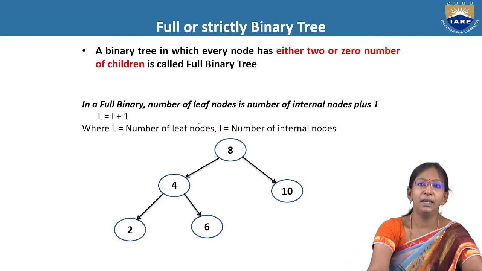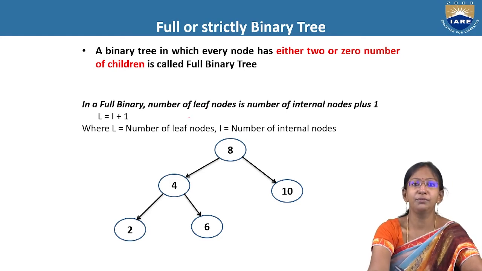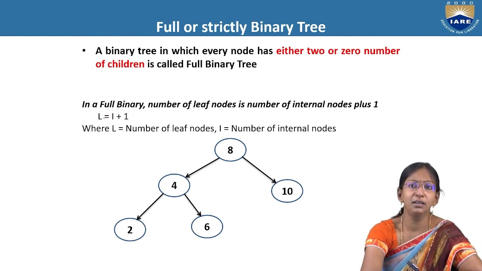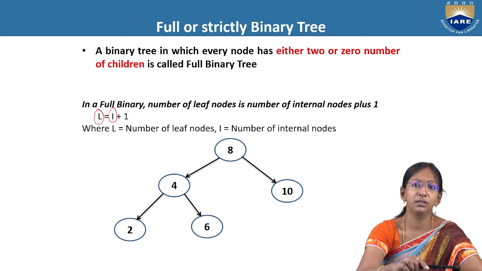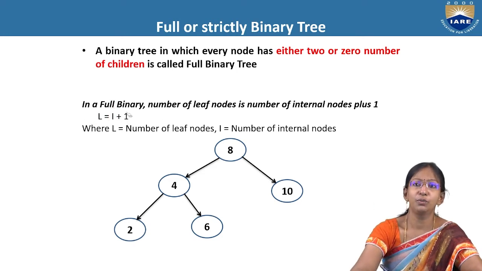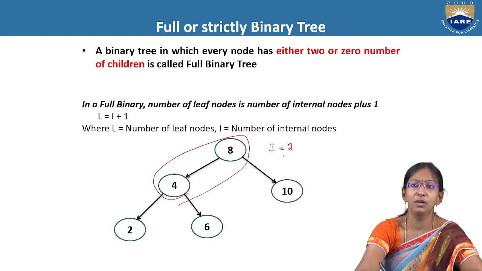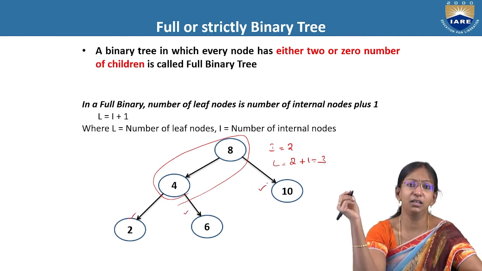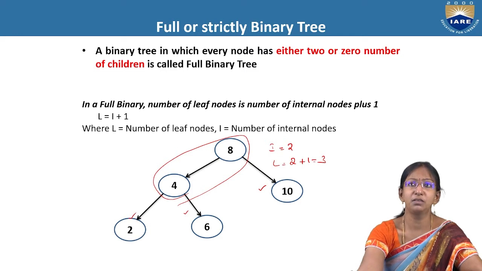Then the number of leaf nodes in a full binary tree is 1 plus the number of internal nodes. So here L is the number of leaf nodes, and the capital I is the number of internal nodes. Then have a look at this one. 8, 4 are the 2 internal nodes, so I is equal to 2. L is equal to 2 plus 1 as per formula, which is 3. So 2, 6 and 10 are the 3 leaf nodes. Yes, please remember this formula.